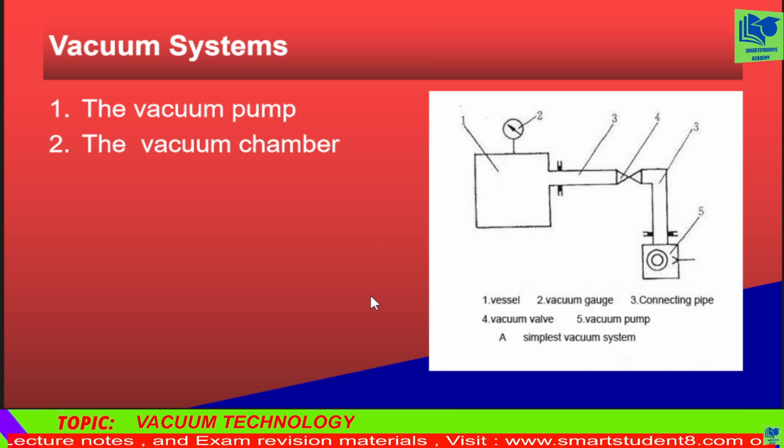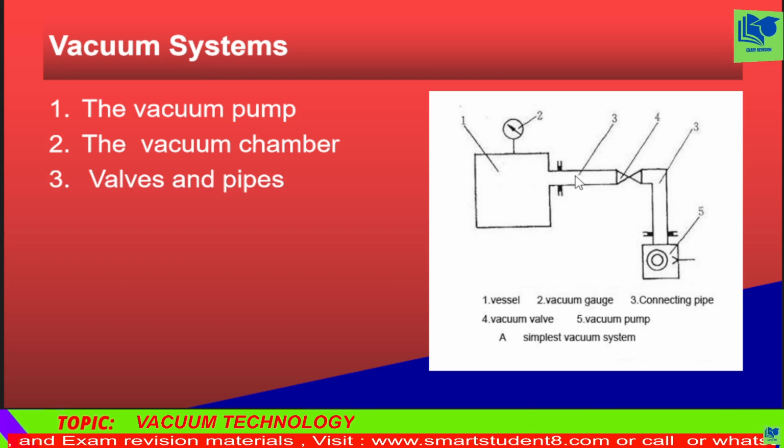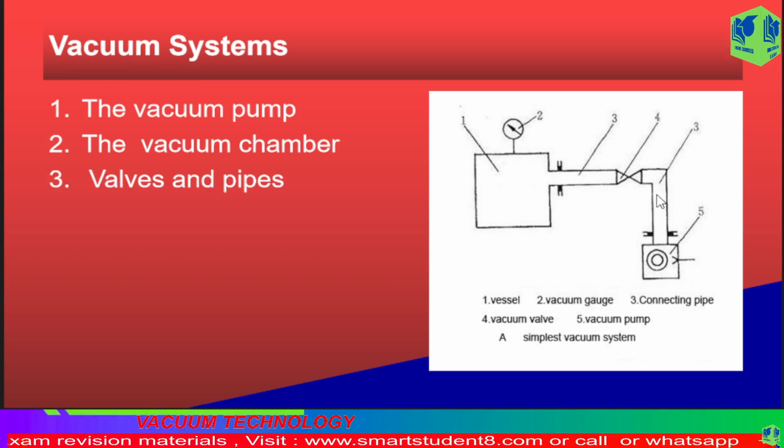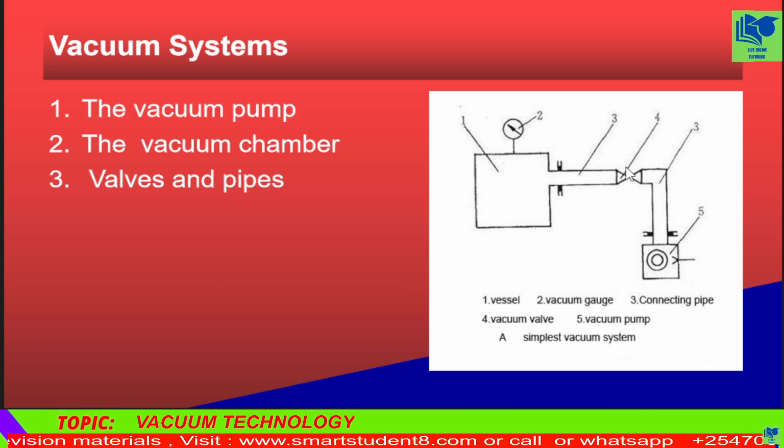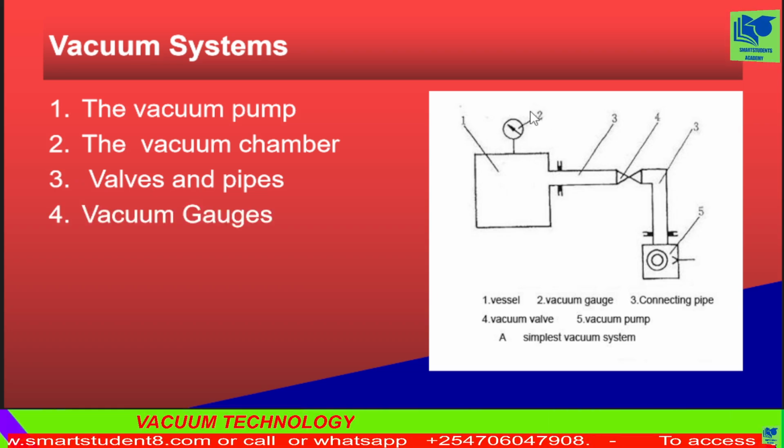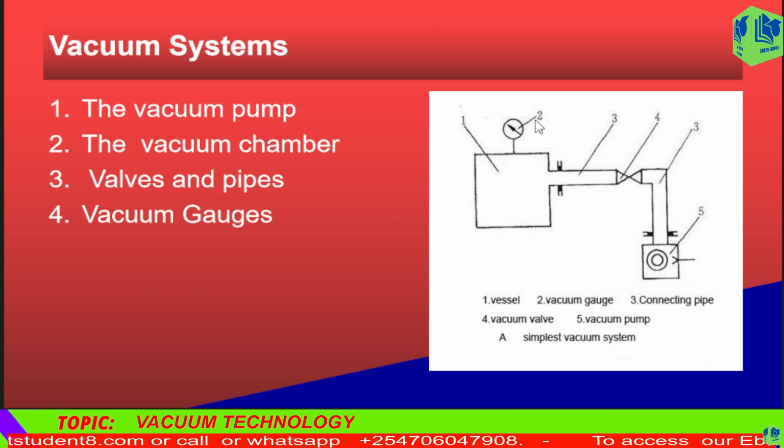To control the flow of gas in and out of the system, we use valves and pipes. These components help maintain the right pressure and prevent unwanted leaks. Of course, we also need a way to measure how much vacuum we've achieved. That's where measuring gauges come in. They provide real-time data on the pressure inside the system.